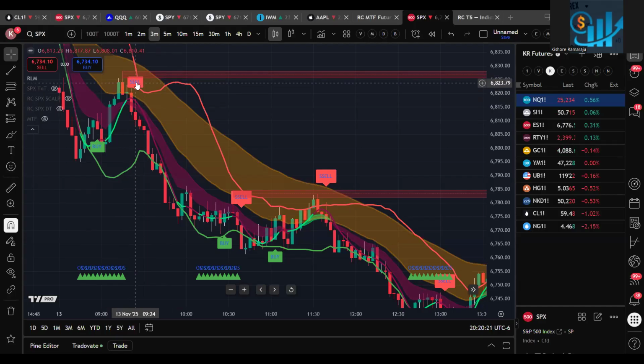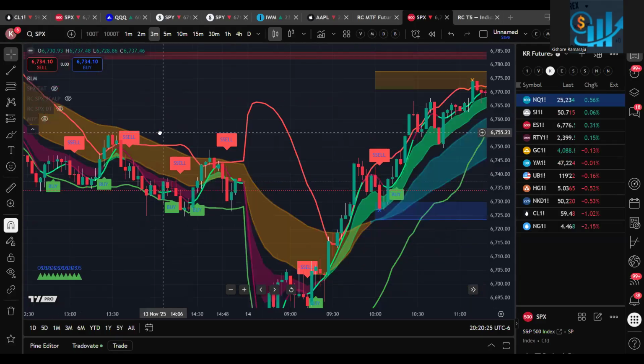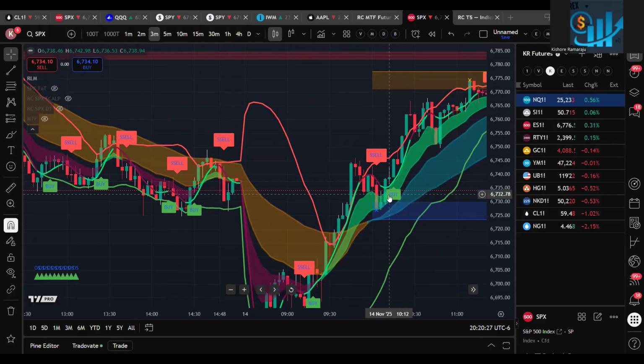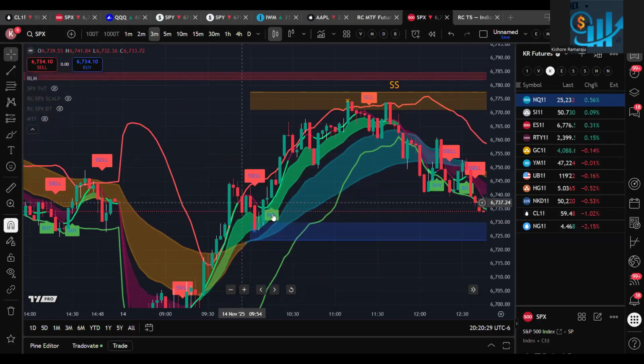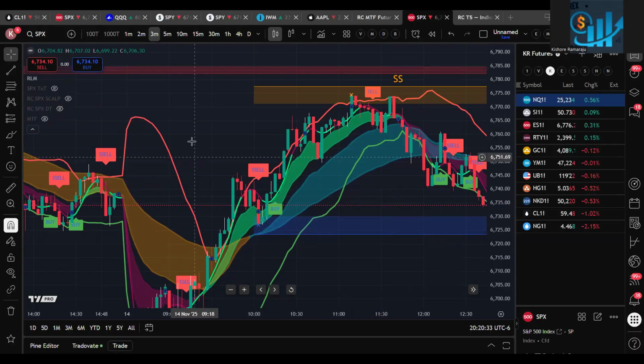Whenever you see a sell signal, you can take a bear call. Or whenever you see the clouds are green and blue, whenever you see a buy signal, you can take the bull puts. Right? That is how we use RLM.